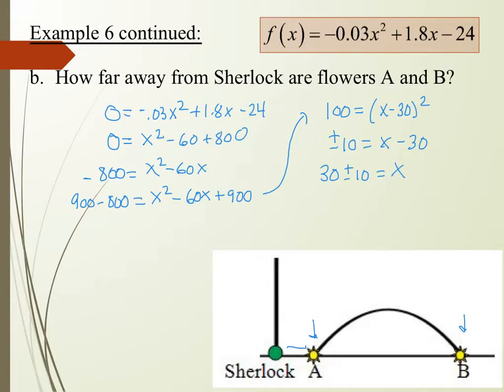Notice the 30 is right at, where is it at? It's right here at my axis of symmetry. So in some sense, x is 40 inches away from Sherlock. That was at B. And at A, we are 20 inches away at flower A.